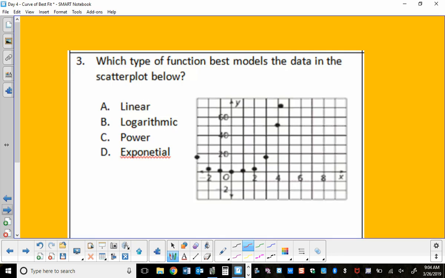All right, number 3, which type of function best models data in the scatter plot below? This one's a little tricky. What does that look like? It looks like quadratic, but that's not an option here, right? Well, we know it's not linear, that's for sure. It's not a straight line. Quadratic is classified as a power, so that's the one that we choose. It's not saying that it's quadratic exactly, but we know it is because it is considered a power.